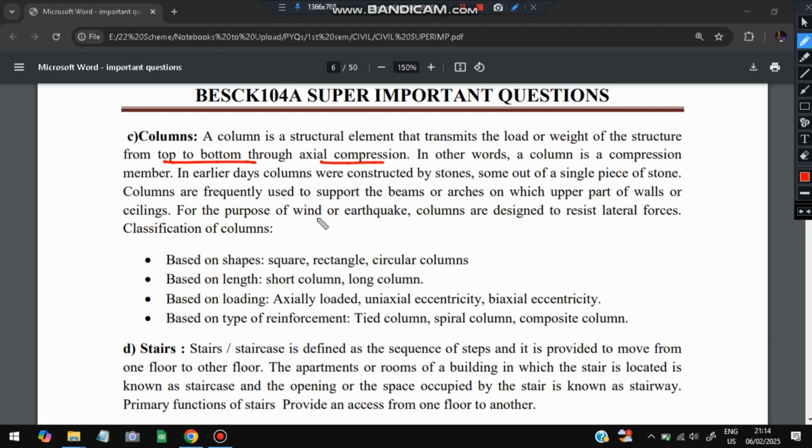Okay, in other words, it is a compression member. For the purpose of wind or earthquake, columns are designed to resist lateral forces. So there are different types of columns based on shapes. They can be different types of shapes or lengths, or different types of loading like axially loaded, uniaxial eccentricity, based on type of reinforcement, tied, spiral, or composite, and so on.